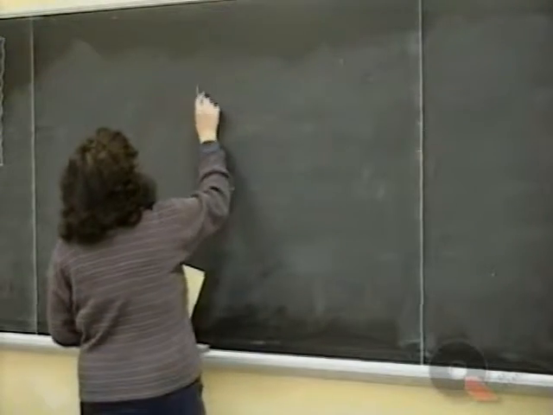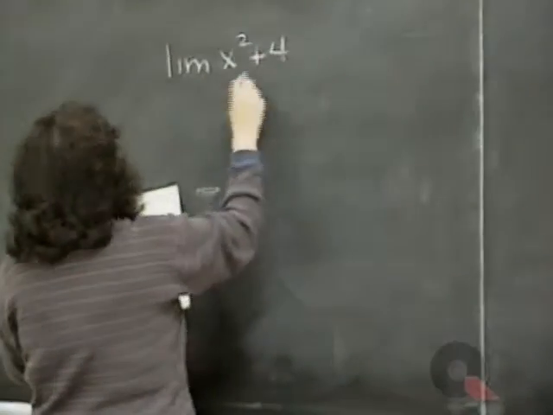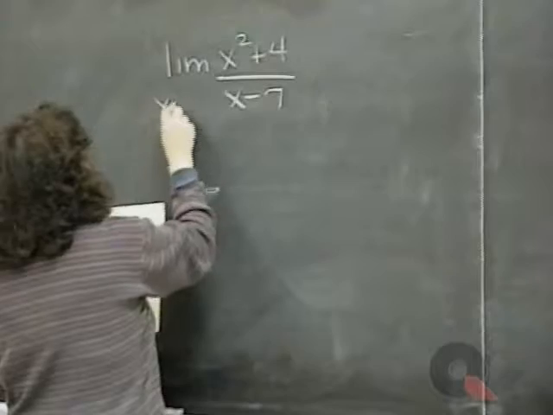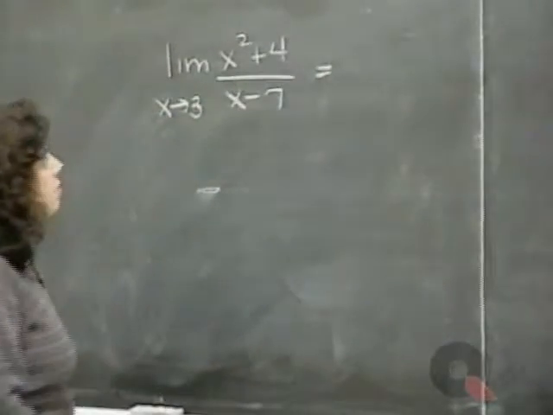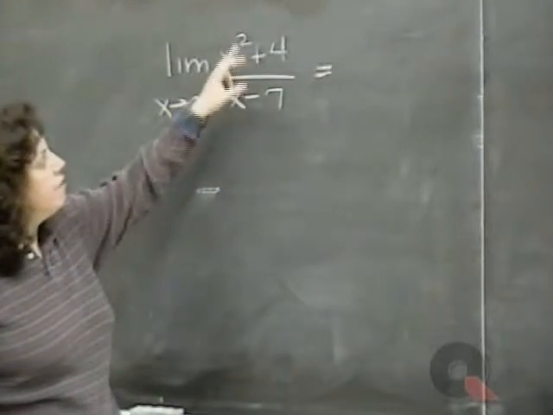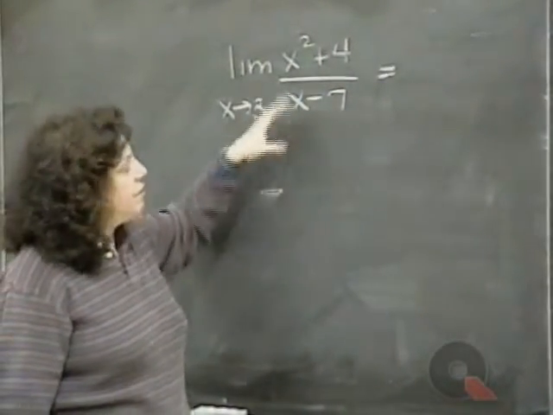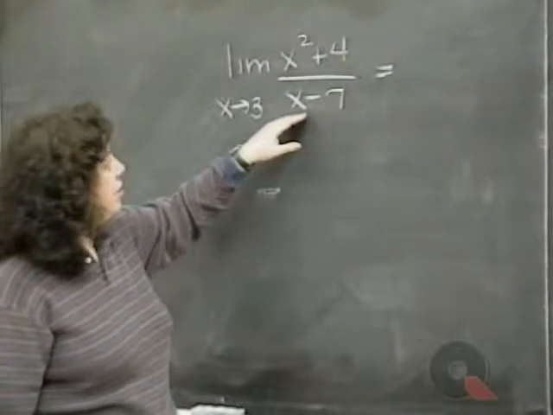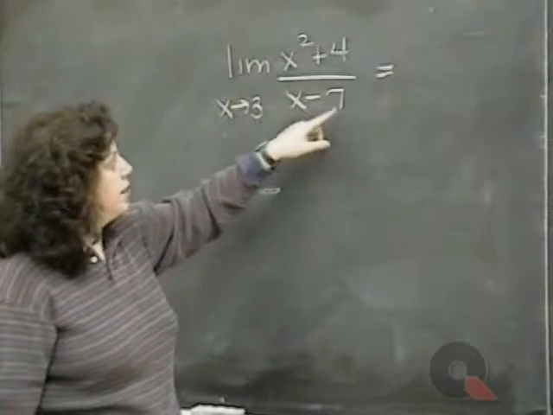So we wanted to evaluate the limit of x squared plus 4 over x minus 7 as x approaches 3. Now this is a relatively simple problem because we're talking about the limit of a rational function. It's a quotient of two polynomials, and such a function is continuous everywhere except where the denominator is equal to 0. So this function is continuous except at x equals 7.